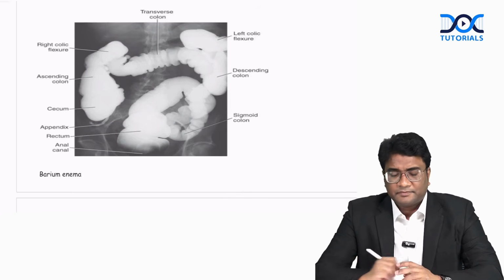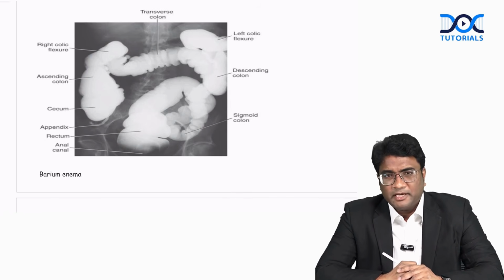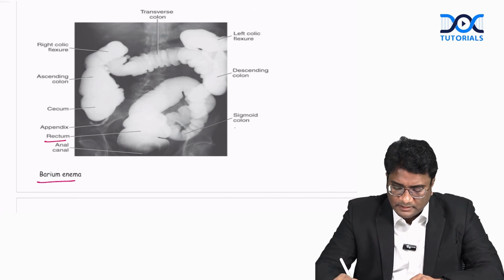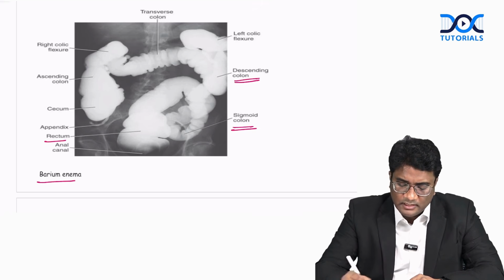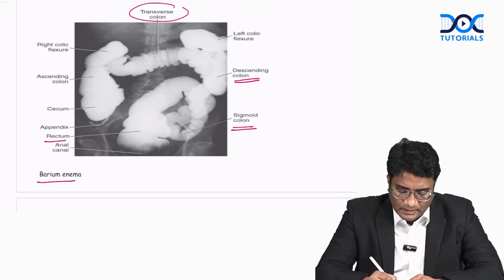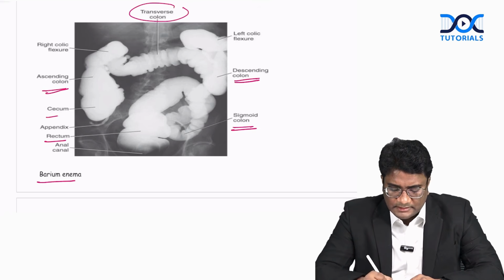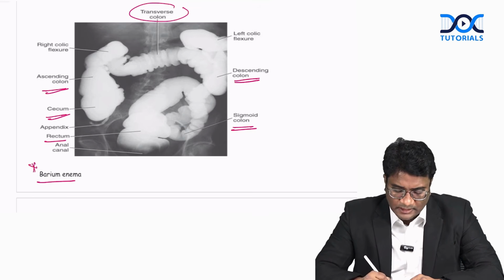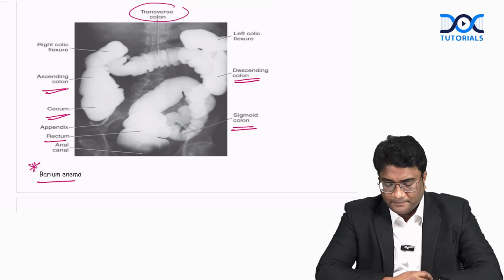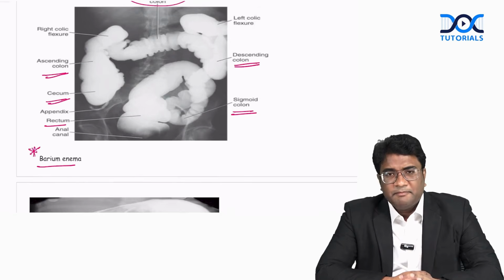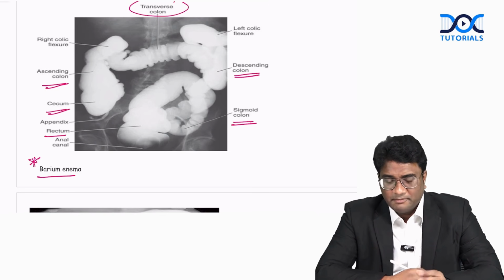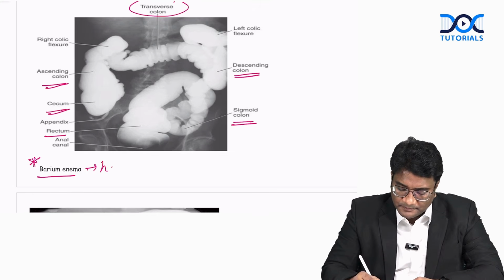Next, this is a barium enema image. In a barium enema, you should identify the rectum, the sigmoid colon, the descending colon, the transverse colon, the ascending colon, and the cecum. These are the different parts of the large bowel. This large bowel study is called barium enema. And remember, barium enema is a high radiation procedure compared to barium meal follow through and barium swallow. The barium enema is a high radiation procedure.